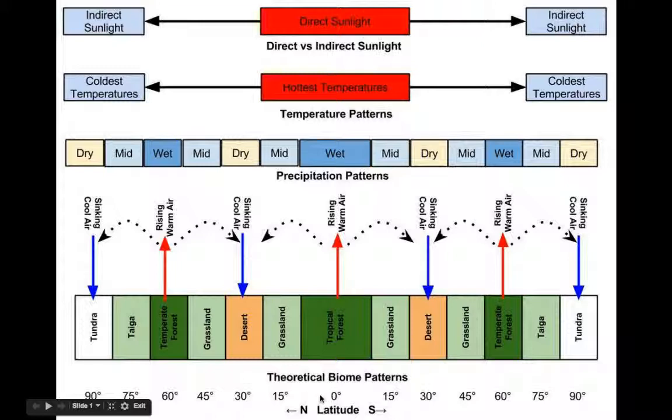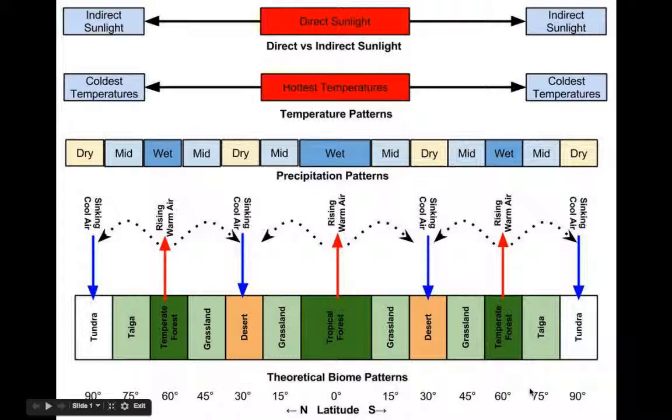We're going to gradually start to move up towards the North Pole. Up at the very top, that would be the North Pole. And if we go to the right here, by the time we get to 90 degrees south, that's going to be our South Pole. So what does this mean?